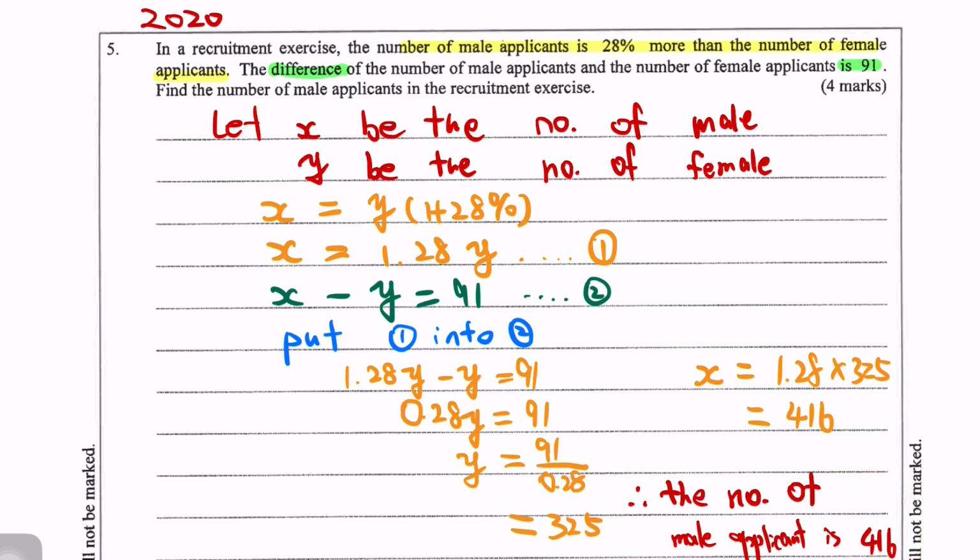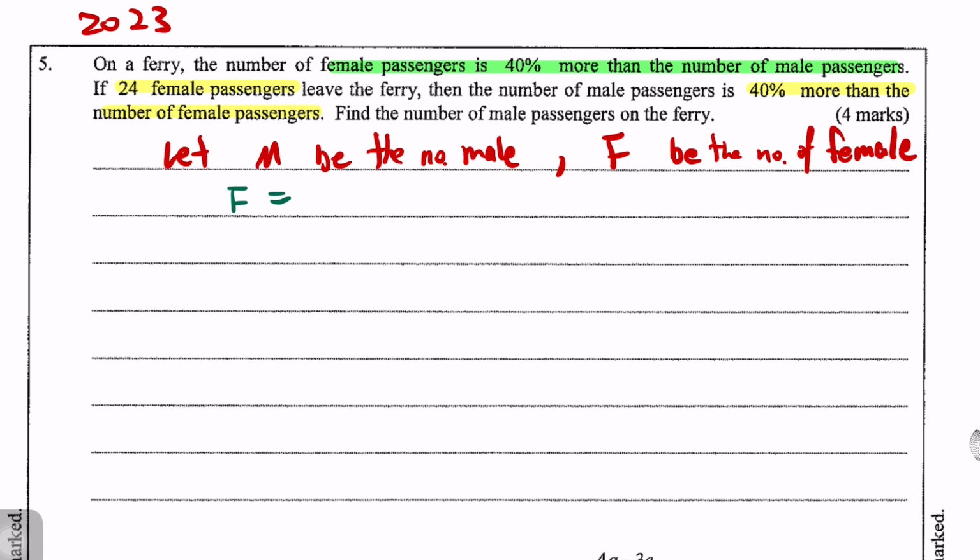416, okay? So remember you are finding the male. Okay, 2023, very easy question. Let F and M be the female and the male. Read the question by yourself. And then the first sentence tells us the female passengers are more, right? So it means that female equals male times 1 plus 40%. And then simplify it, always simplify it first.